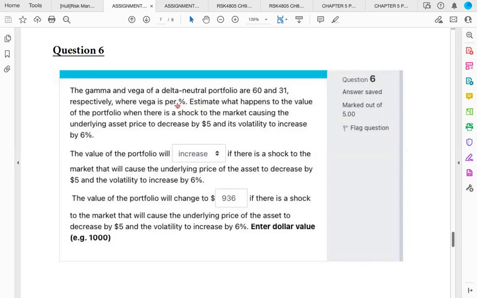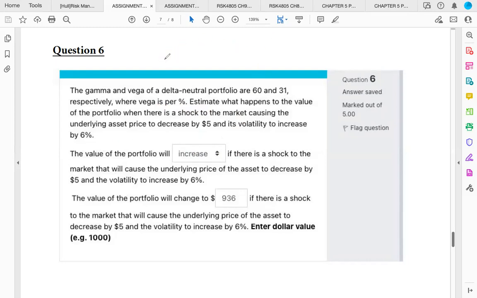So vega is actually the percentage change. They said it's in percentages. So in this case, it's actually the percentage change in the value of our portfolio for a unit change in our volatility. So estimate what happens to the value of the portfolio when there is a shock to the market, causing the underlying asset price to decrease by 5 and its volatility to increase by 6%.